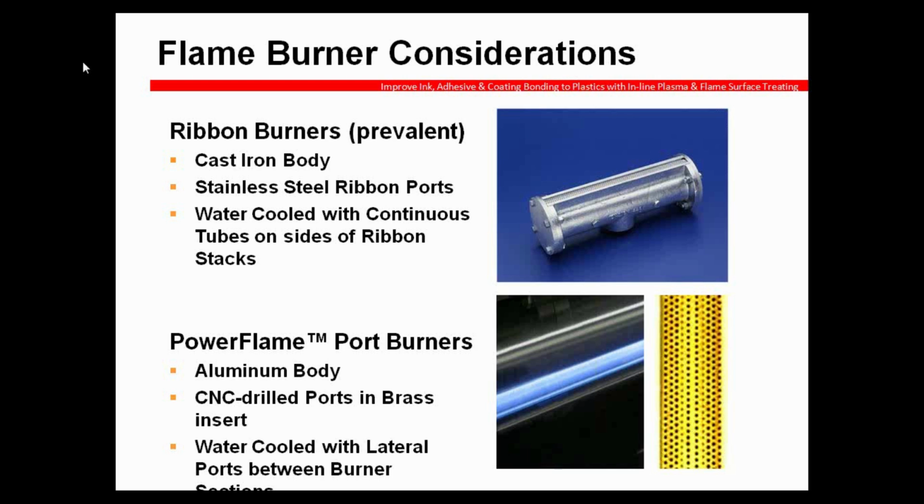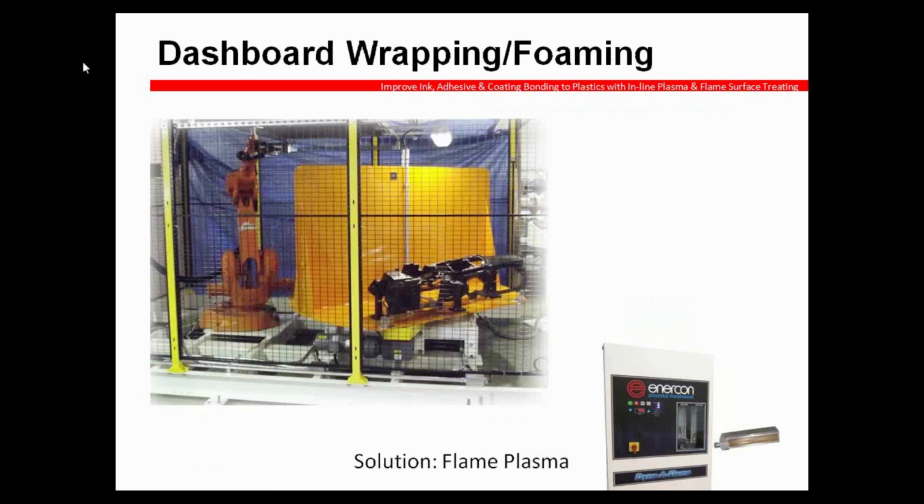Some of you have probably seen these ribbon burners, but this is a really neat component that Enercon manufactures with their flame plasma treaters. And then to continue along the line of flame treaters, another application out there is wrapping and foaming applications, specifically for dashboard assemblies. So while some customers are decorating or painting, you can also apply the same type of technology if you're leather wrapping or foaming the dashboard assemblies, typically done with a flame system on a robot due to the complex shapes that we work with.